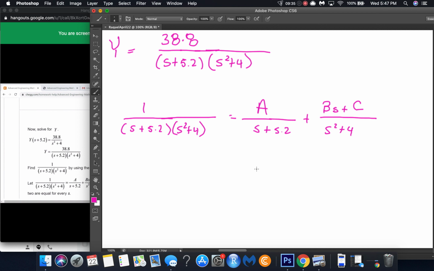Perfect. So now, like I mentioned, we're going to cross multiply. So finding a common denominator, basically.